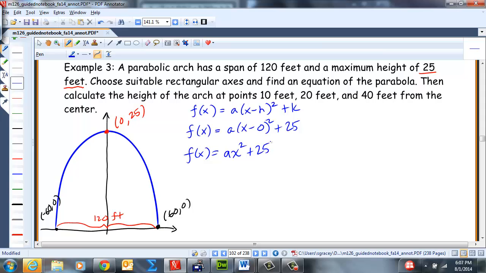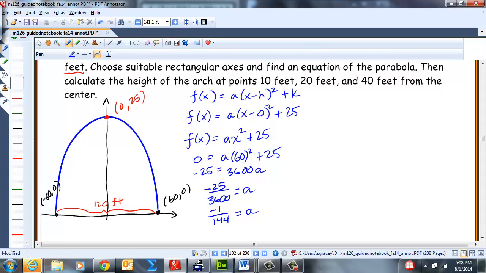Now we'll use the information about the ordered pair 60 comma 0. If I set f of x equal to 0 and plug in 60 for x, I will be able to solve for a. So negative 25 will be 3600 times a, and dividing both sides by 3600, I isolate a, and that reduces to negative 1 over 144. That's a negative. So we now have our function f of x equals negative 1 over 144 times x squared plus 25. We need to now evaluate our function at these input values.